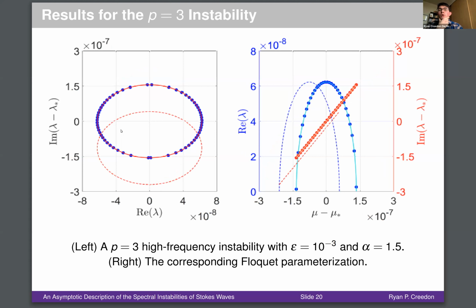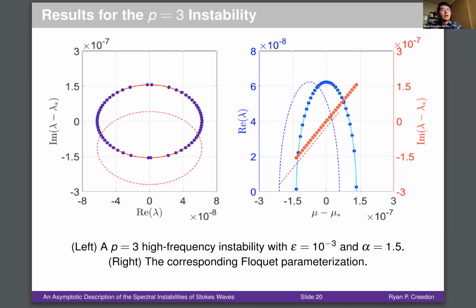What about if you focused on a different high frequency instability bubble? So these results that you're looking at here are for the p equals 3 high frequency instability. This corresponds to the second closest high frequency instability to the origin. When p equals 3, it turns out you have to go out to order epsilon cubed to calculate what that high frequency instability bubble looks like asymptotically. And that's actually what you find in the dashed curves. So the dashed curves give you the order epsilon cubed result.